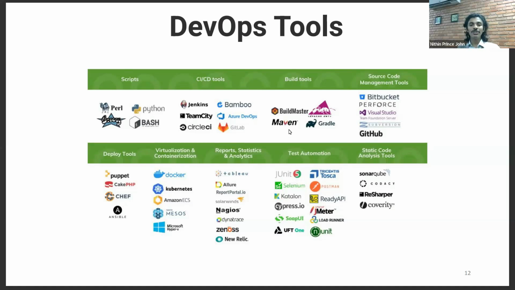Then from the point of test automation, we may be using JUnit for the Java unit testing. We may be using PyUnit for the Python unit test cases. Then we can do the integration test using Postman. JMeter is for the load testing, all kinds of things. There are different types of unit test frameworks or integration test frameworks available with the test automation tool category. Then coming to the static code analysis tools, we may be using SonarQube, Coverity is there, ReSharper is there.